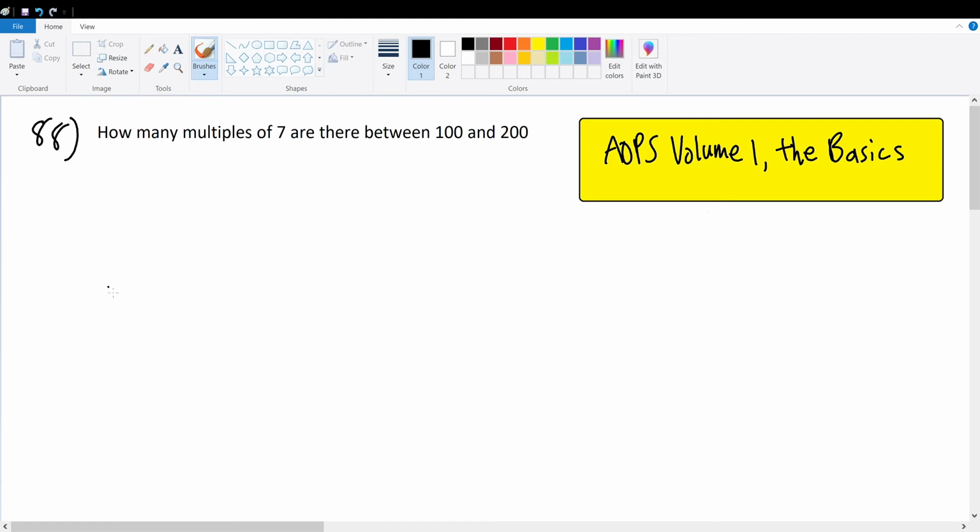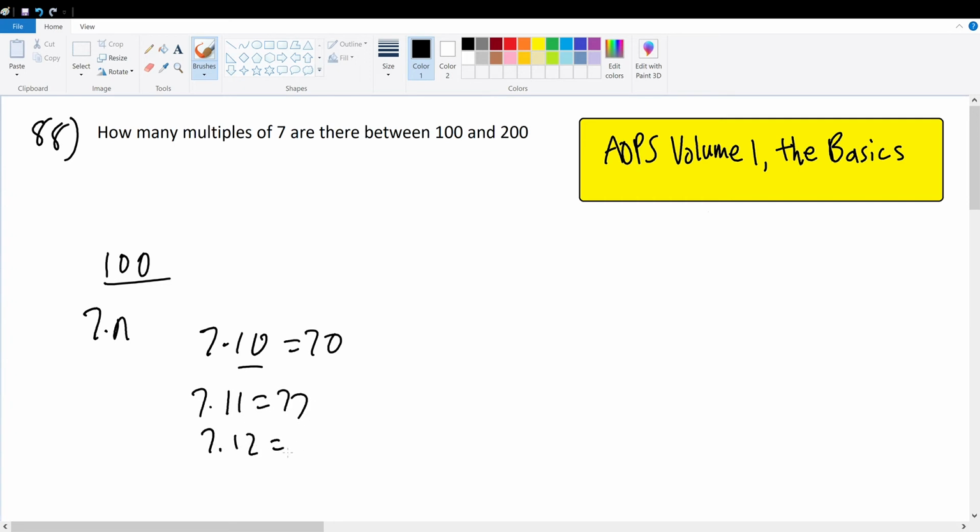So, what is the closest multiple of 7 that's near 100? Well, we know that 7 times 10 is 70, so it has to be greater than 10. 7 times 11 is 77. 7 times 12 is 84. 7 times 13 will be 91. And if we multiply by 14, it'll be greater than 100. So we must multiply this by 14 because 91 is just 9 off of the range.